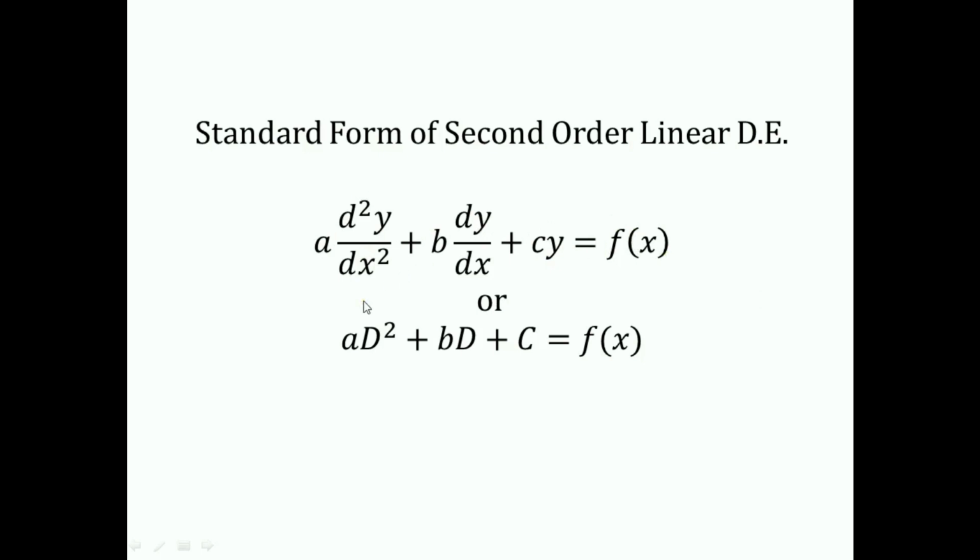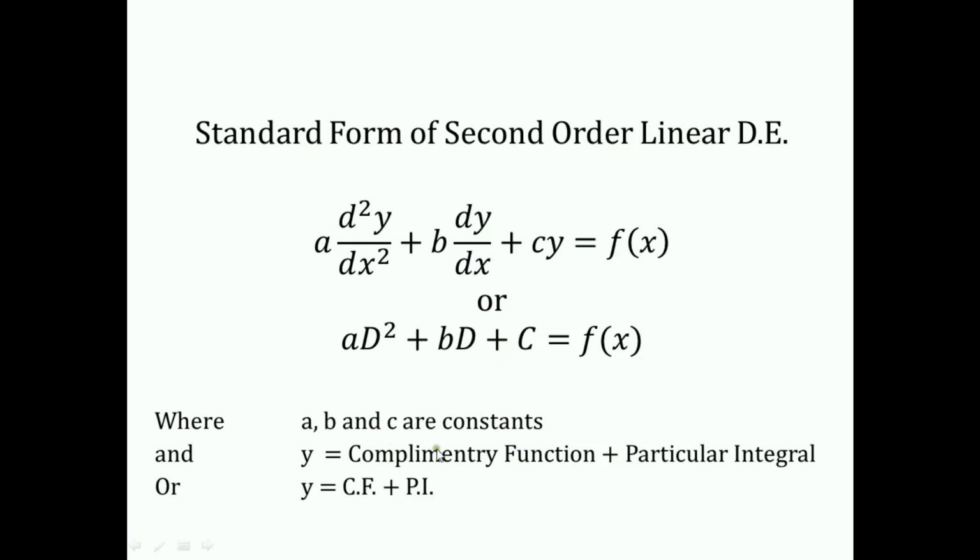Or we can write this in auxiliary form, (aD² + bD + c)y = any function of x, where a, b and c are constants and y is the sum of the complementary function and the particular integral, or in short, y = CF + PI.